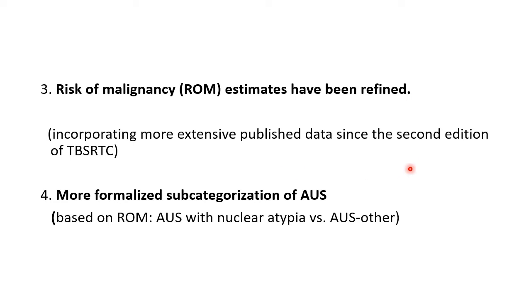The AUS category has now been formally subcategorized into two types of categories based on the risk of malignancy, that is AUS with nuclear atypia versus AUS other categories, which further includes 4 different types of subcategories. So cases having AUS with nuclear atypia have much higher risk of malignancy than the AUS present in other types of categories.